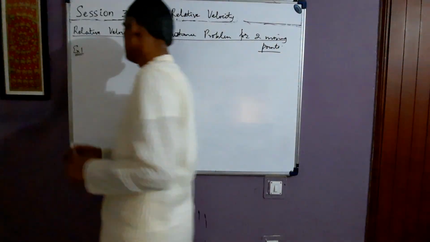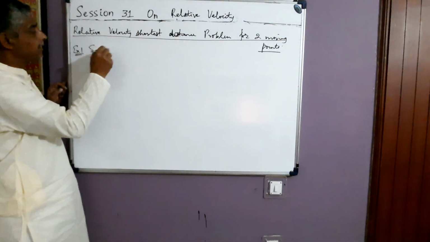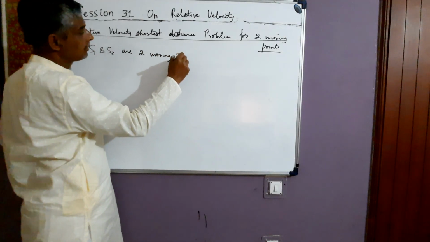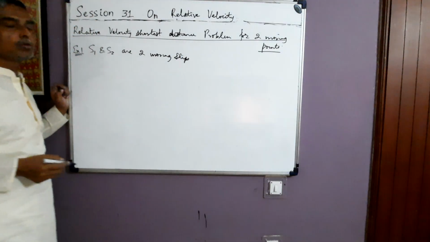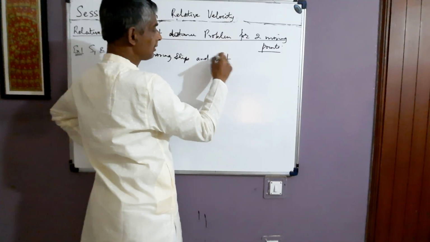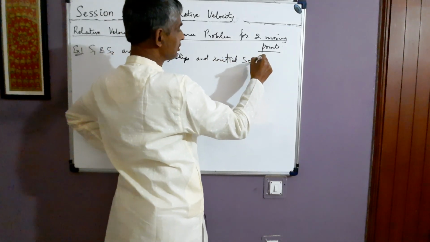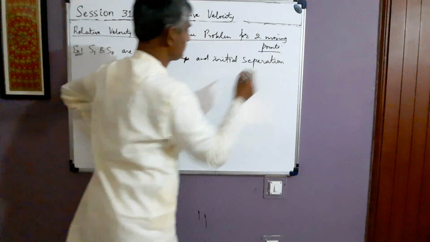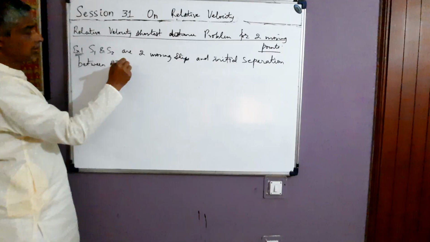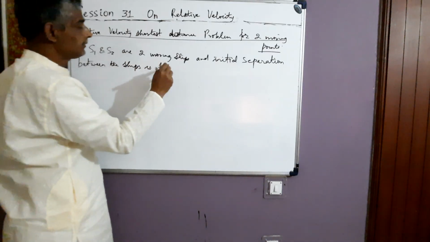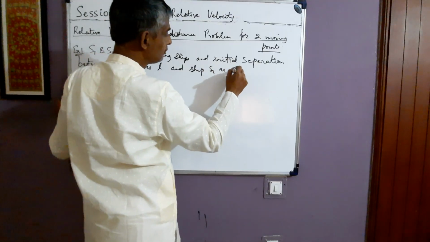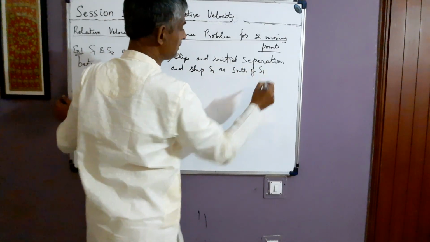So the problem is this: S1 and S2 are two moving ships, and the initial separation between the ships is L, and ship S2 is south of S1.